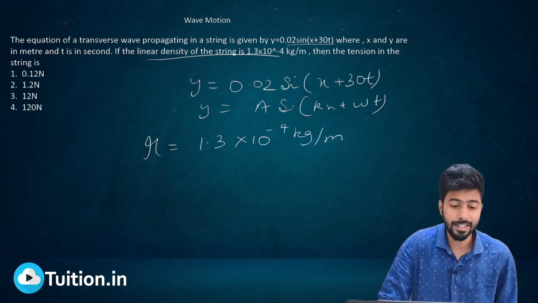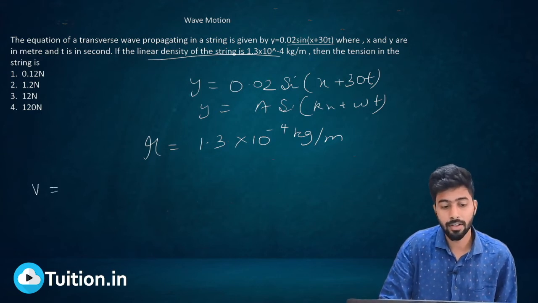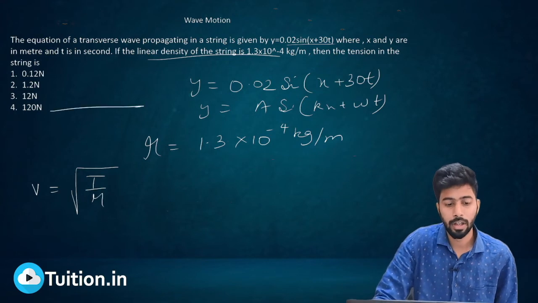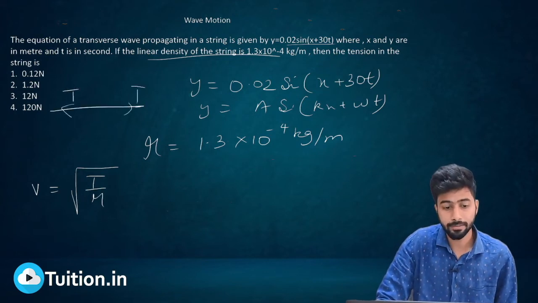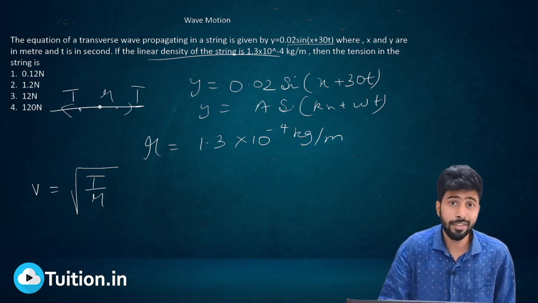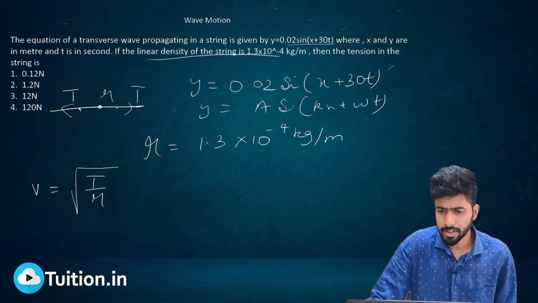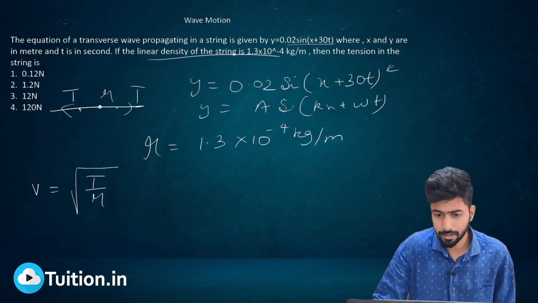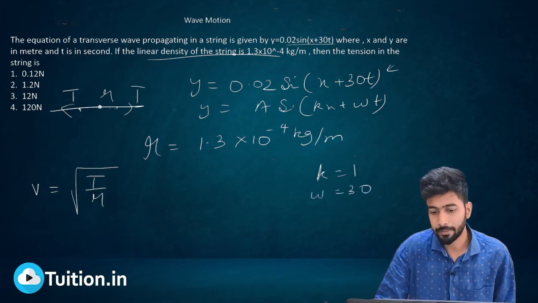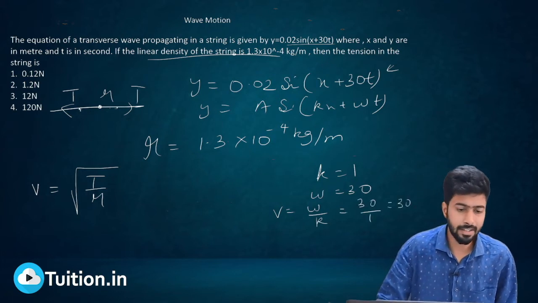Well, what you need to understand is that wave velocity also has another formula, root tension by mu. That means if I have a certain tension in the string and the string has some linear mass density mu, then the wave velocity on the string is fixed to be root T by mu. So using this equation I can find the wave velocity. K is nothing but 1 and omega is nothing but 30. So velocity is omega by k, which is 30 by 1, so 30 meters per second is the velocity.